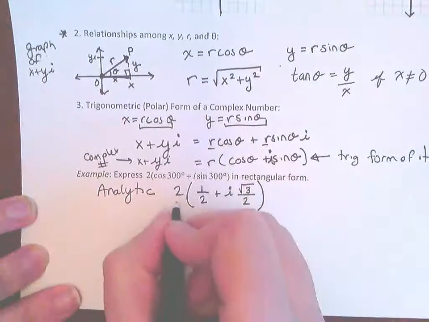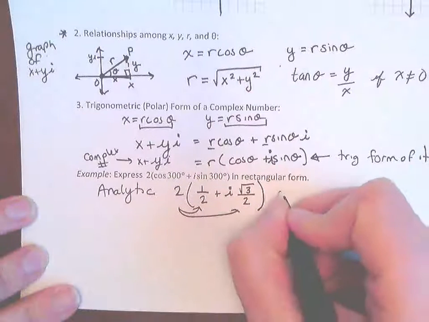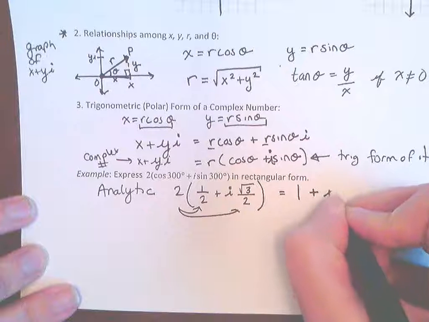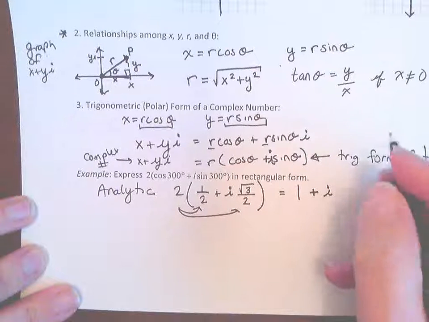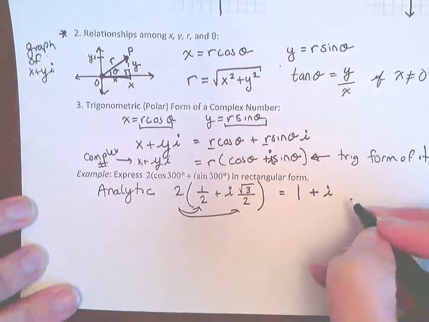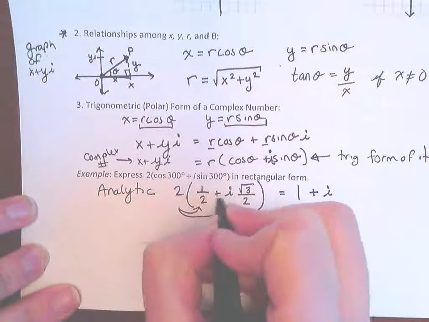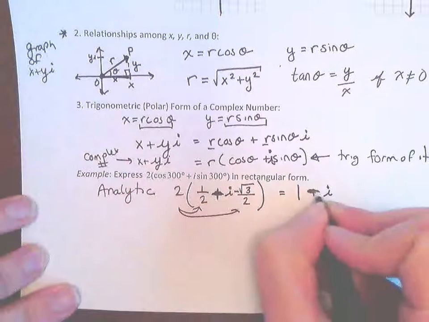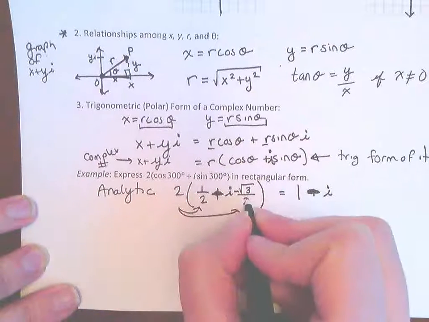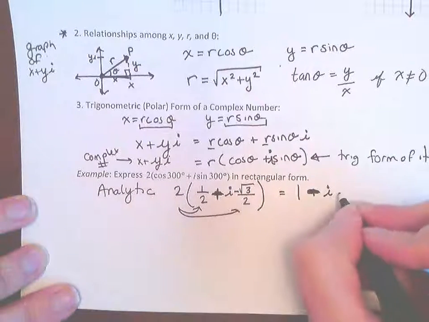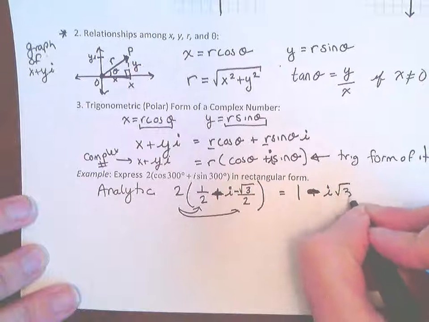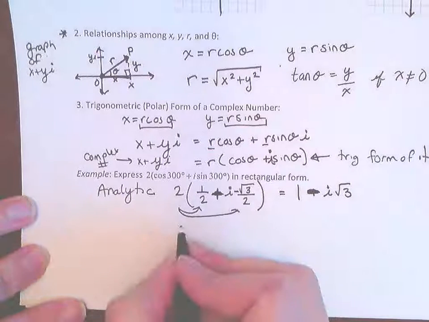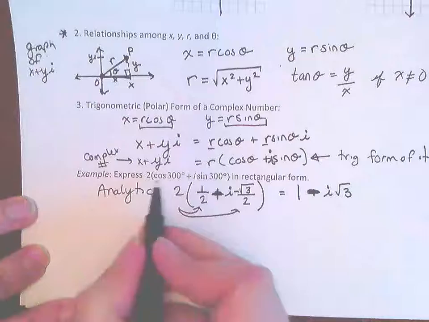And then when you simplify that, you distribute the 2. You end up with 1 plus i, and I apologize, this should have been a negative. The reason why is because sine of 300 is negative square root of 3 over 2. Okay, so this becomes 1 minus i square root of 3. And you can plug that into your calculator and it does it for you, or remember the unit circle.